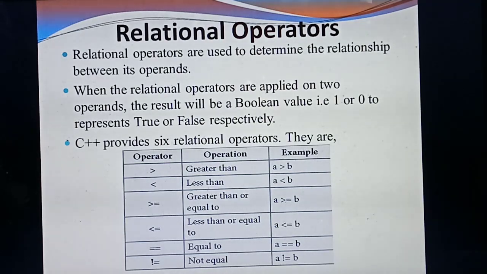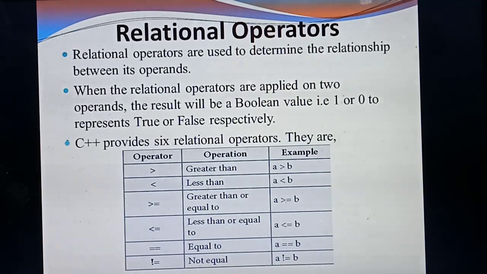Understand? So relational operators are applied to 2 operands. This relational operator is mainly used to find the relationship between operands. After finding the relationship, it will return a Boolean value as the output.